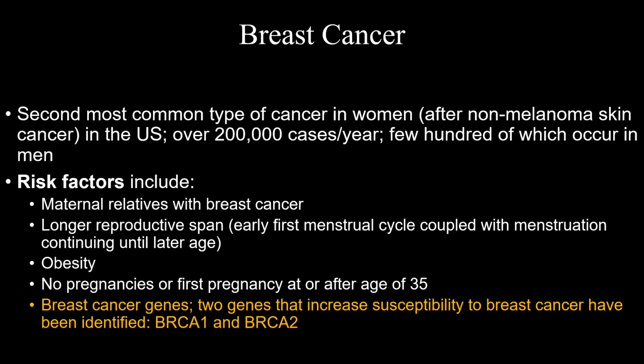Risk factors tend to include maternal relatives with breast cancer, longer reproductive span, which means an earlier first menstrual cycle coupled with menstruation continuing at a later age. Obesity is a risk factor, no pregnancies or the first pregnancy after the age of 35. The presence of breast cancer genes, especially two particular genes that increase susceptibility to breast cancer, BRCA1 and BRCA2.